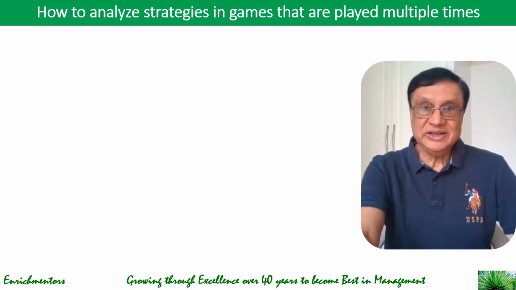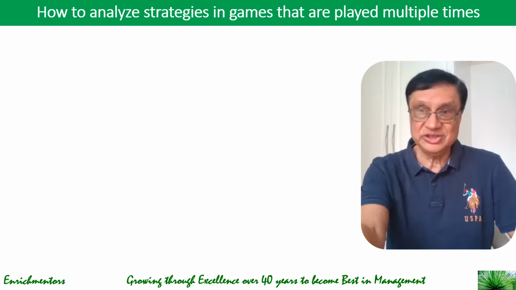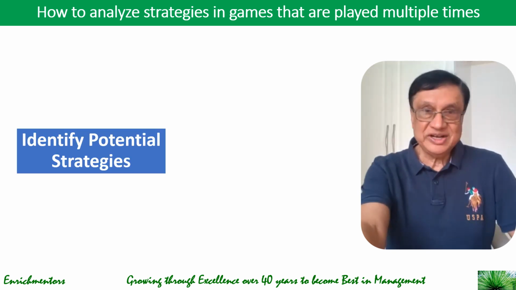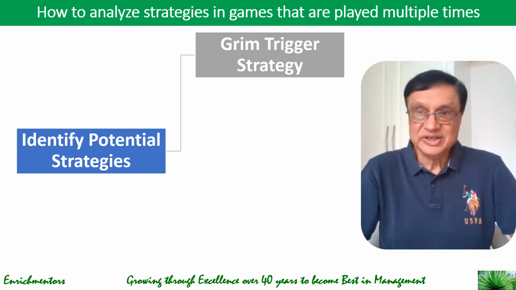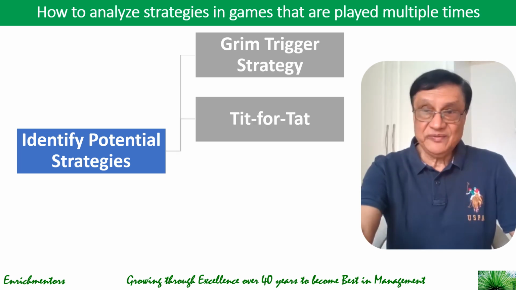Then you need to identify the potential strategies. What are the potential strategies over the repetition? You will have an action for each stage game, but how would you play the repetitions? That's where the potential strategies come in. One such strategy is what is called the grim trigger strategy. In that, as you go across the repetitions, you cooperate until the opponent defects, and then you defect forever. We will illustrate what exactly it means as we go forward in this lecture. Second is the tit for tat strategy.